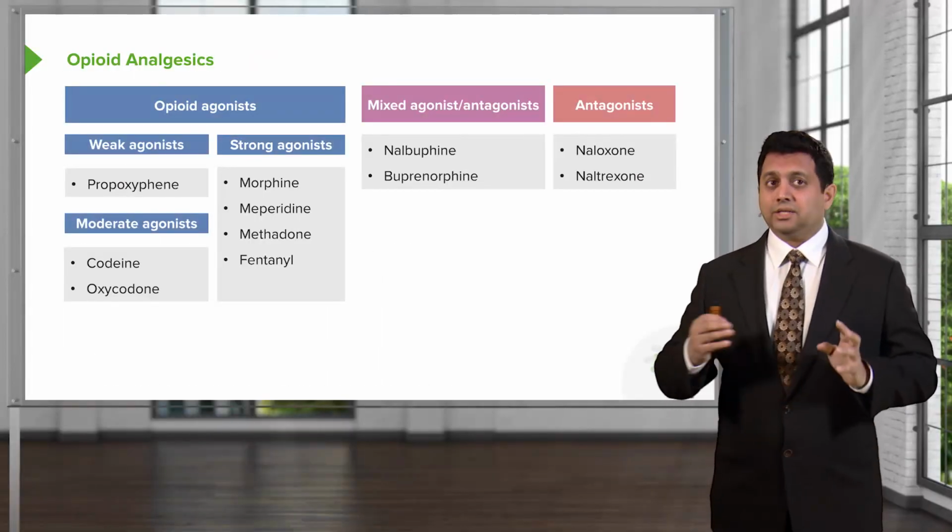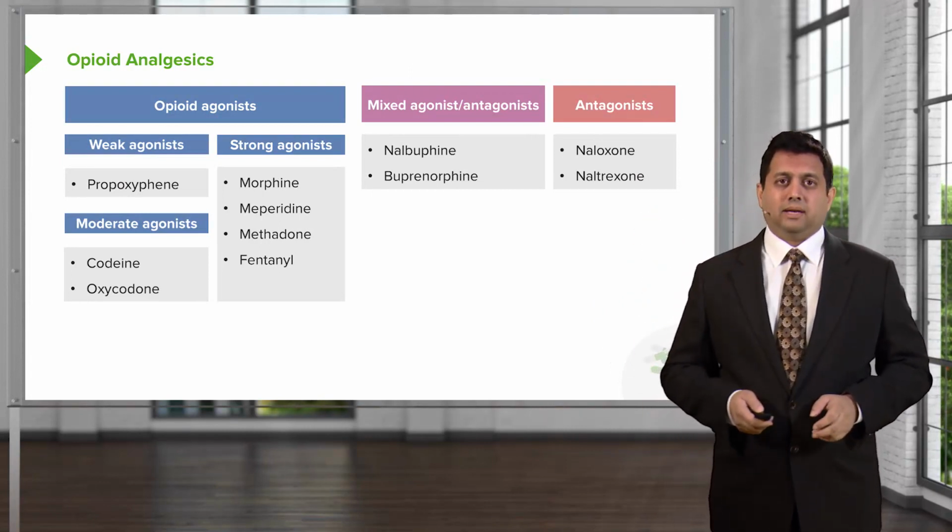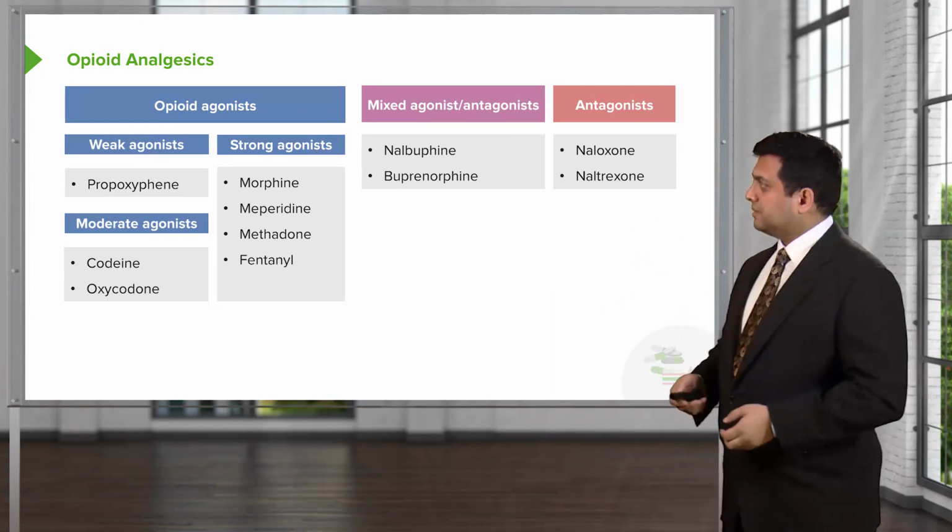Okay, there you have it. These are all of the opioid analgesics. Just have a look at the list of names and medications and just try and remember what kind of receptors they block.